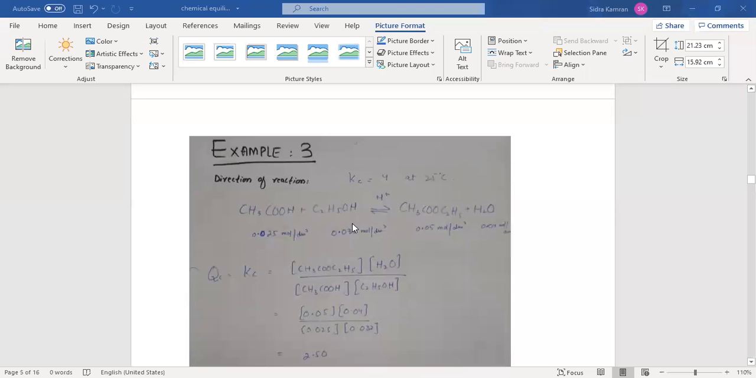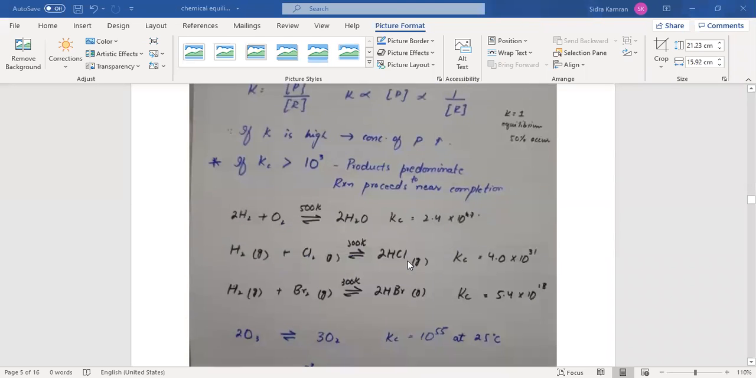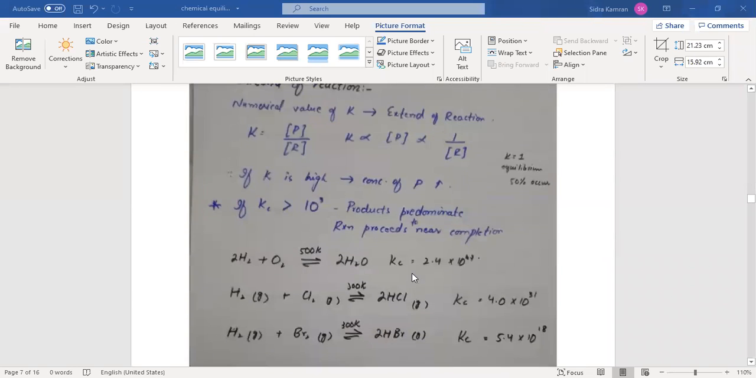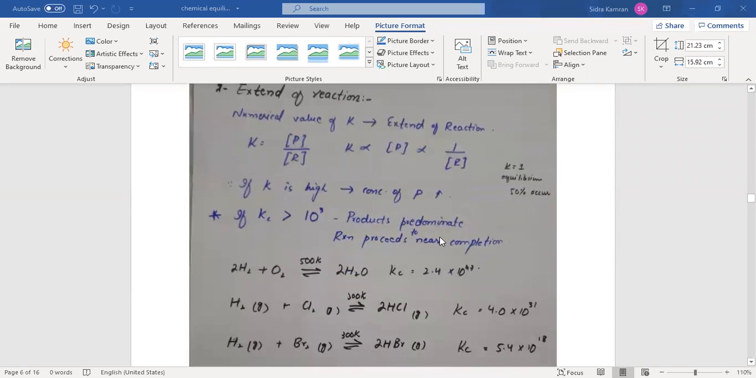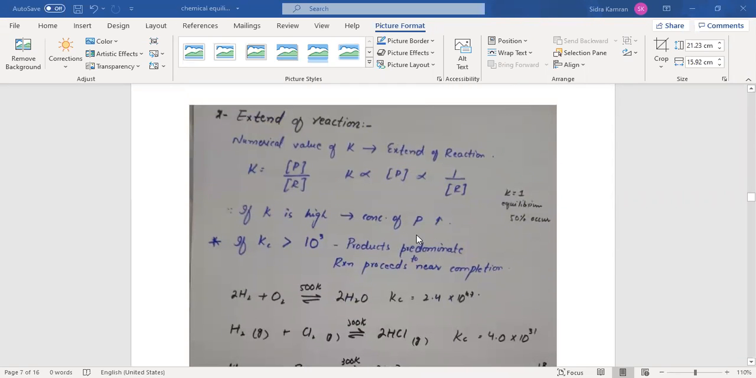Previously we were discussing the applications of equilibrium constant, and we have discussed the direction of reaction, which is known by the equilibrium constant, and how the equilibrium constant helps us get an idea about the direction of reaction. Now the second application we are going to discuss is the extent of reaction.